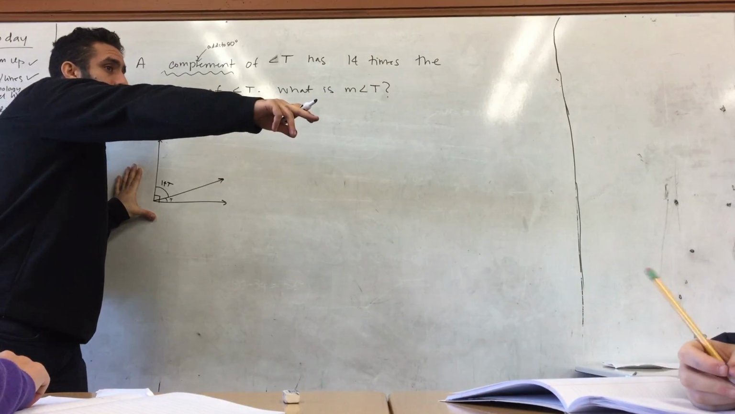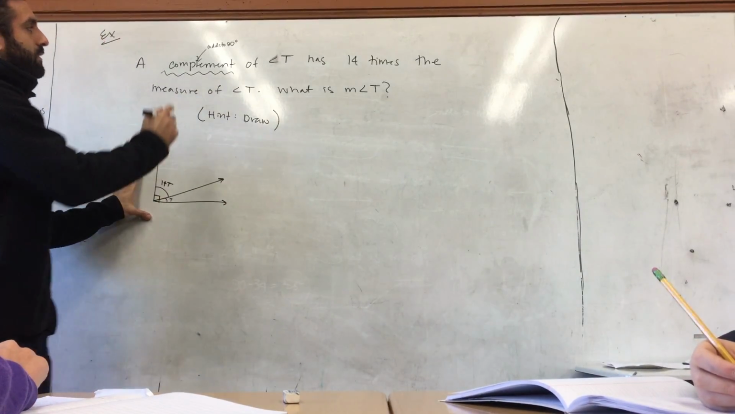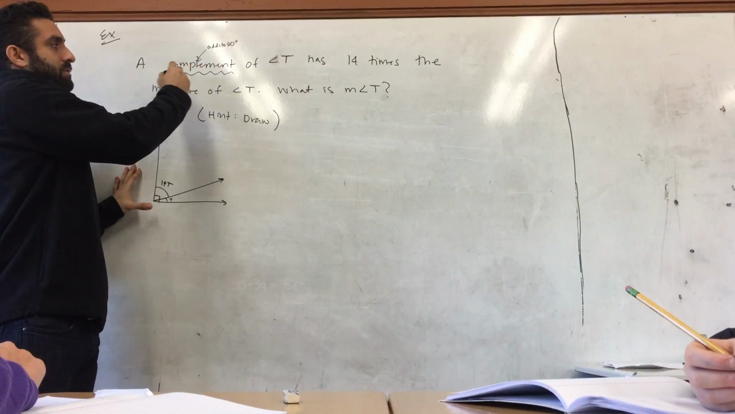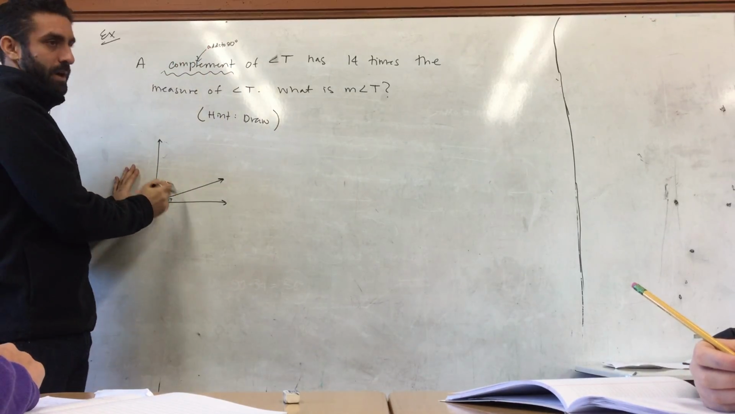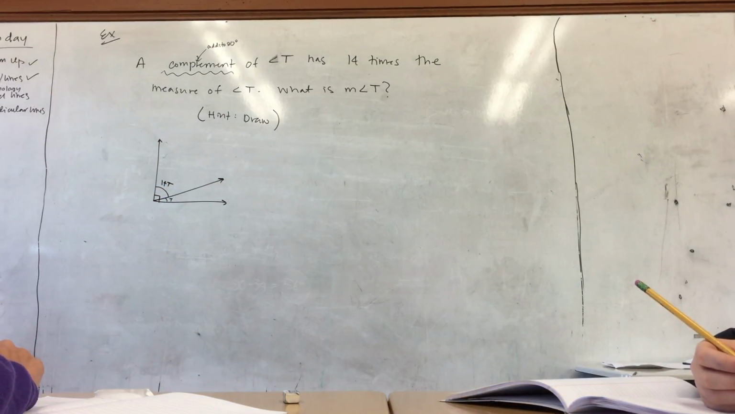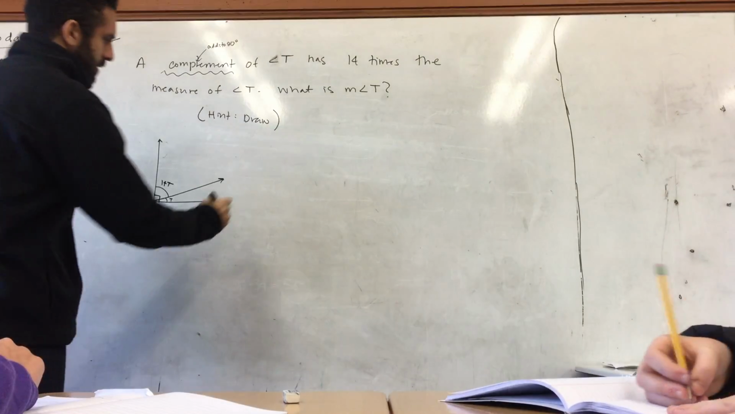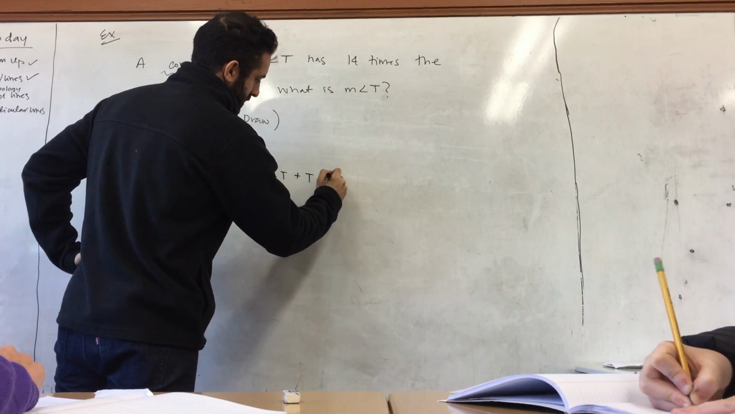Now can you set up an equation for this? You have the necessary information, Iris. You've got complement, which means adds up to 90, and then you've got the two angles. So how do you set up an equation now? 14t plus t equals 90. Perfect.